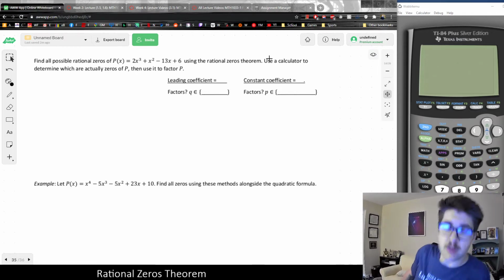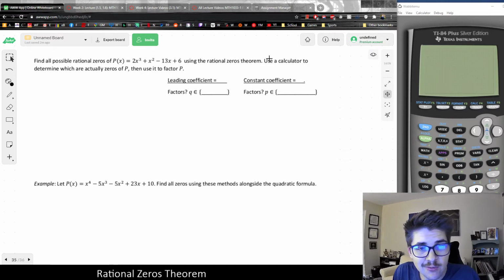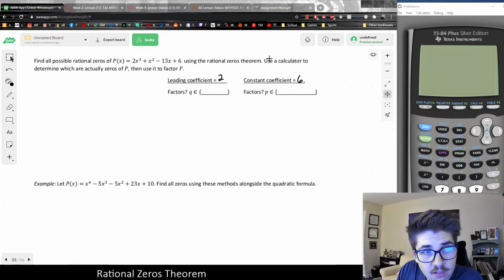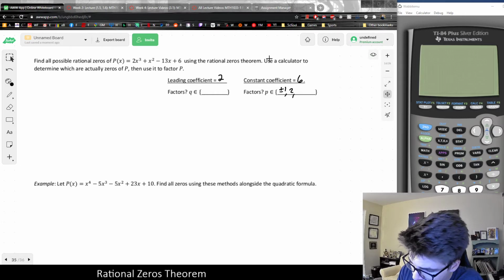So again, it always starts with the leading coefficient and the constant coefficient, because those two numbers are integral in those possibilities, as I was saying in the last video. So the constant coefficient here is 6. Whoops, let me get my pen out. And the leading coefficient is 2. And we want to make sure we find all the factors. So all the factors of 6 would be plus or minus 1, 2, 3, and 6. And the factors of 2 are plus or minus 1 and 2.